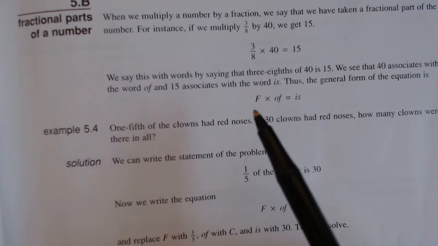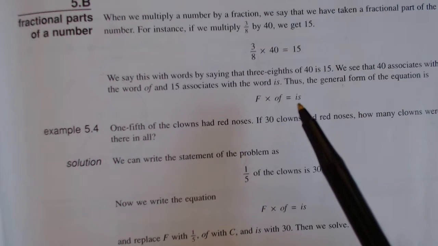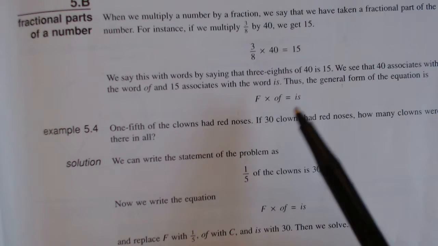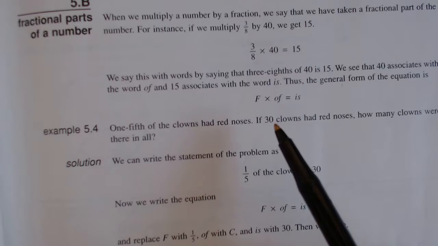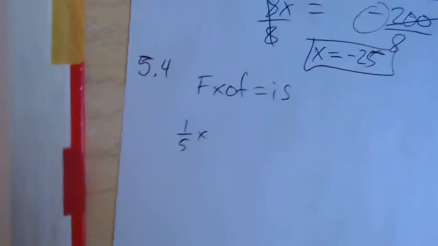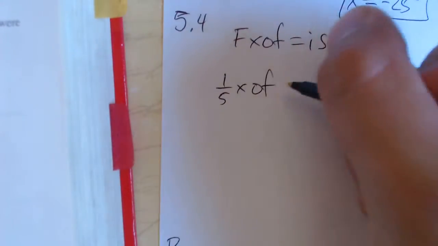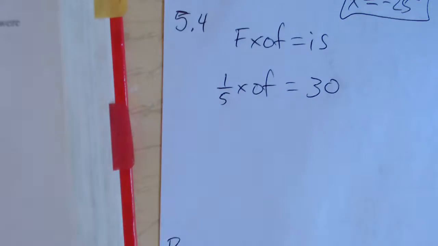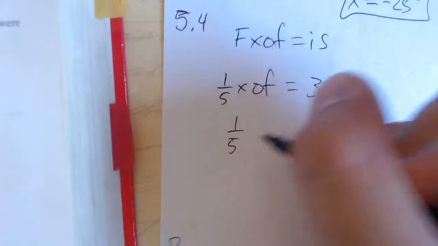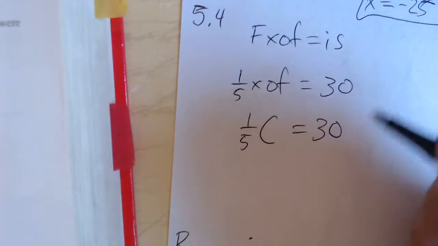So 1/5 had red noses, and they tell us that 30 had red noses. So 30 is the is. Whatever value fulfills this fraction of red noses is going to be your is number. So if 30 clowns have red noses, then in my equation, 1/5 times of is going to equal 30. I can rewrite this as an equation replacing of with an unknown. We'll make it C for clowns. So 1/5 times clowns equals 30.